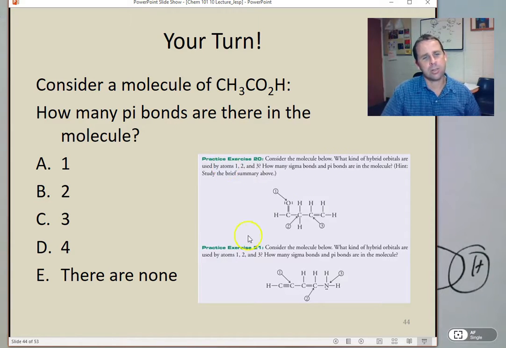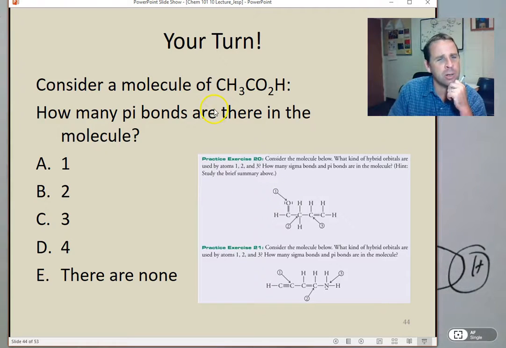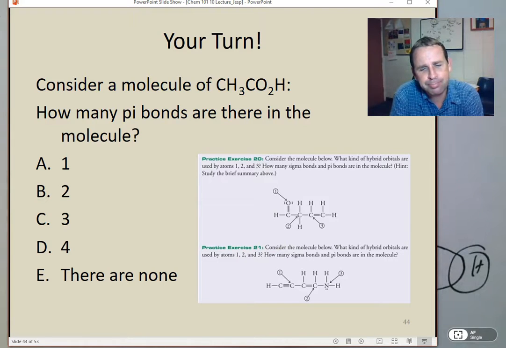Okay, so here it is. Look at this compound. Count how many sigma bonds there are in the compound. Let's not worry about this one. Let's just do this one here. Count up how many sigma bonds are in this compound and how many pi bonds there are. Okay? Take a second and figure that out. How many sigma bonds and how many pi bonds? All right. This will be the last slide for this chapter here. So as soon as you're done, you can go.